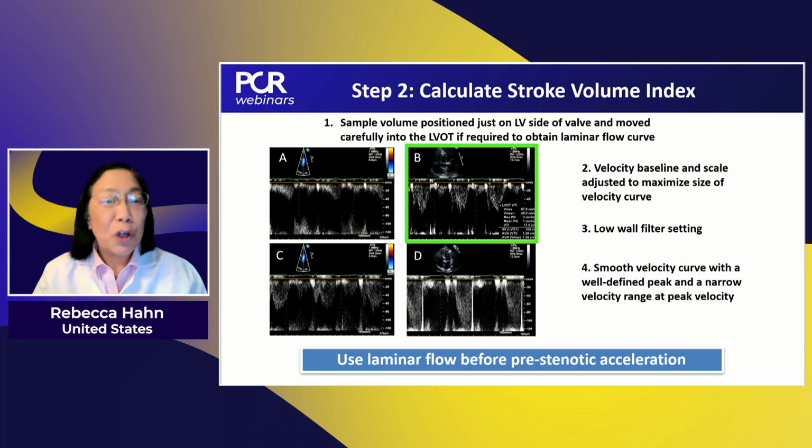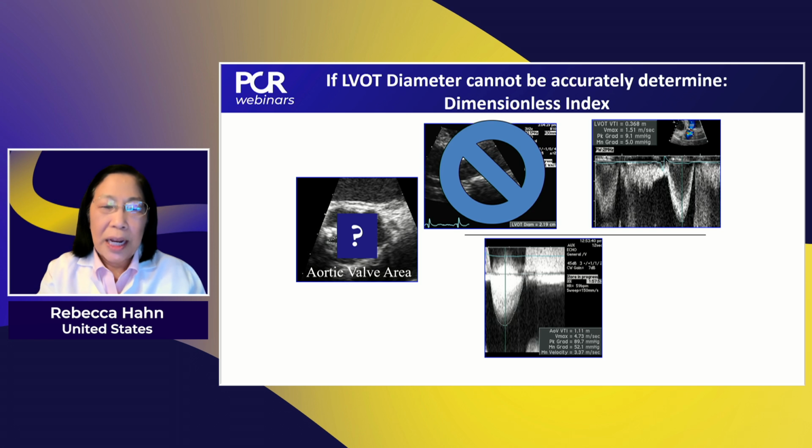It's a little different if you don't have aortic stenosis. You want to be on the annulus, but for those patients with aortic stenosis, you want to be apical to the annulus when you're placing your sample volume.